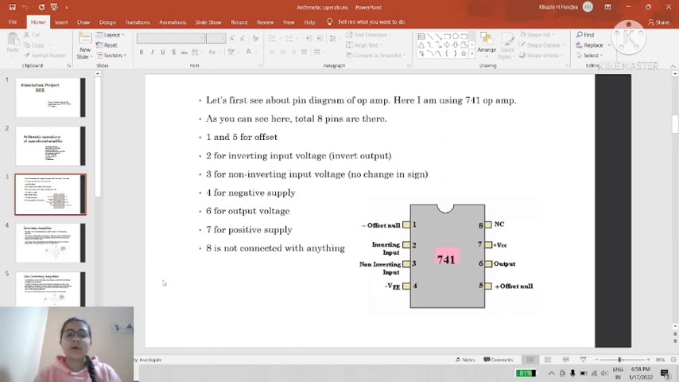First let us see the pin diagram of the 741 op-amp. Here you can see in the picture there are a total of 8 pins. First and fifth pins are for offset null. Second is for inverting input voltage. Third is for non-inverting input voltage. Fourth is for negative supply. Seventh is for positive supply. And the sixth pin is for output voltage.